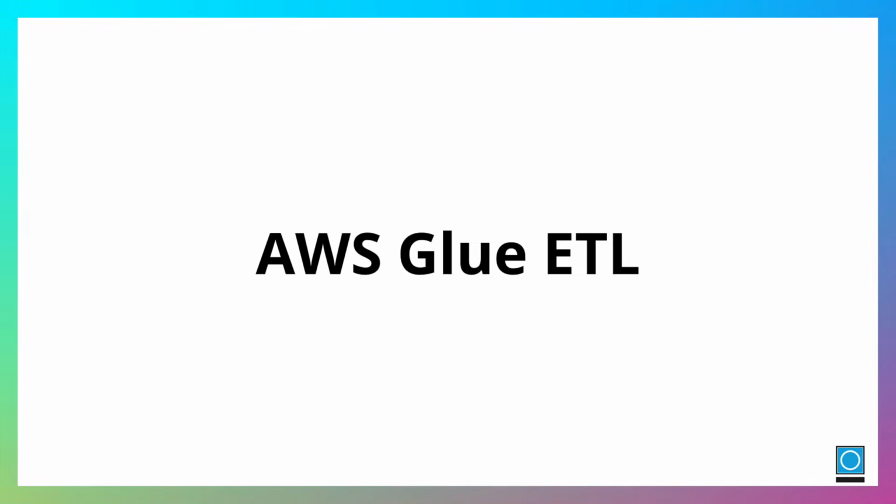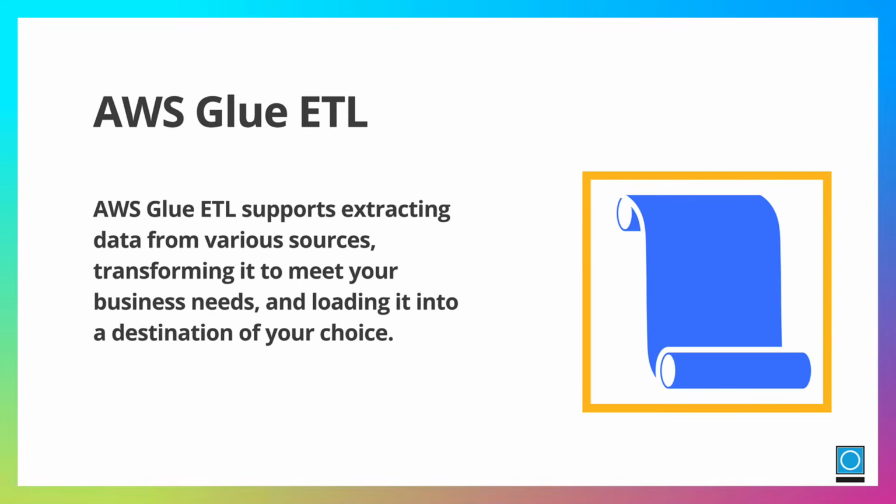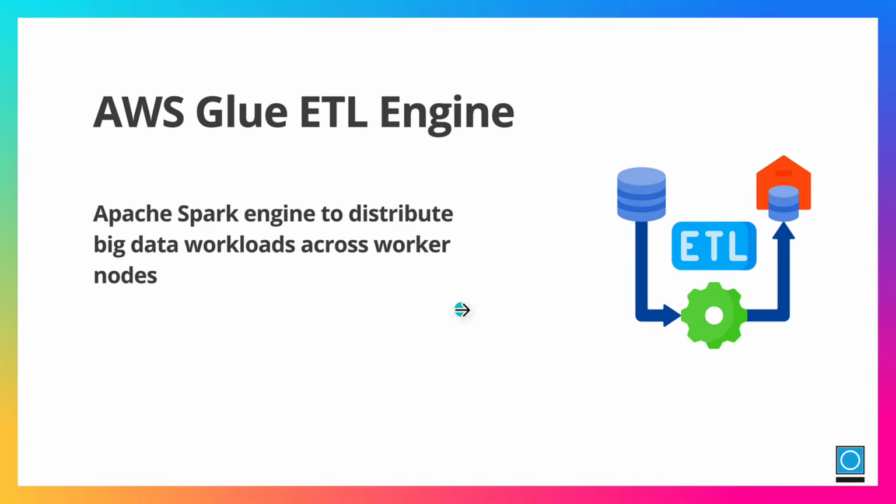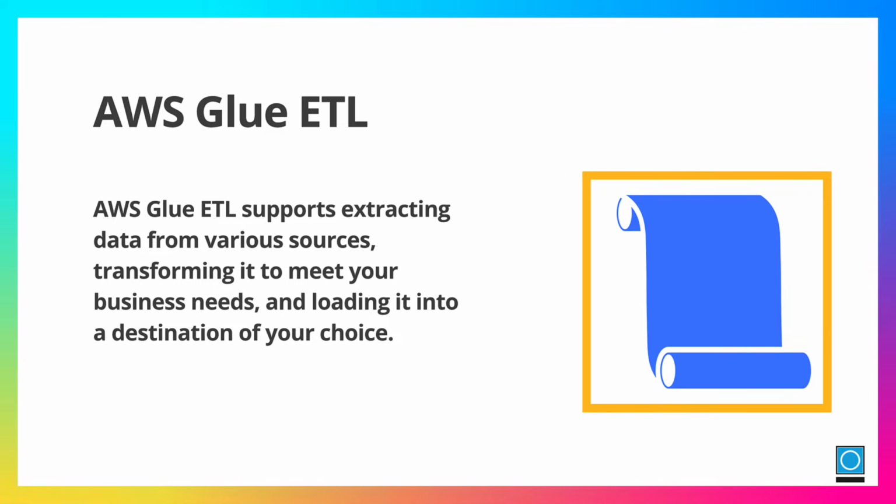On to the fun bit, AWS Glue ETL. AWS Glue ETL supports extracting data from various sources, and that's important. So various sources, there is the likes of S3, RDS, on-premise databases, transforming it to meet your business needs, and then loading it into a destination of your choice. We will be doing this in the tutorial. I will show you how to do this visually. You will not need to code. I will show you the script as well. But if you're not a good coder or you can't code, don't worry. You'll be able to follow along with the tutorial.